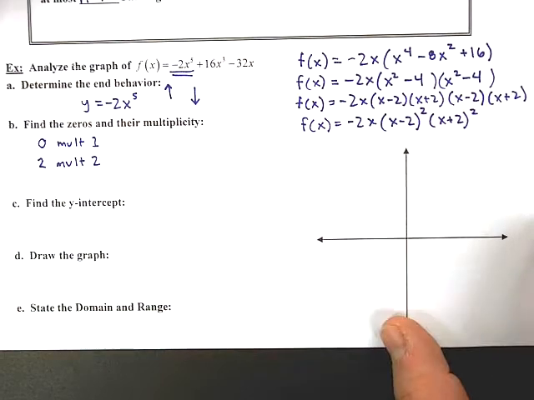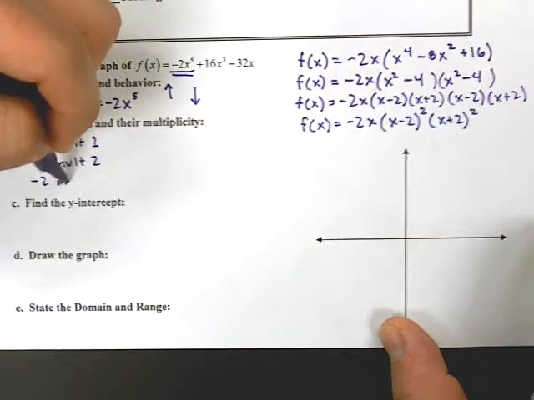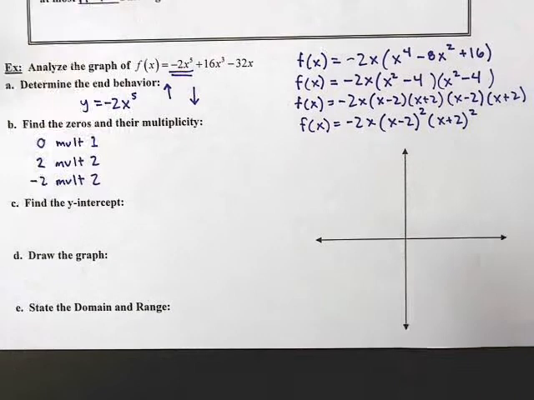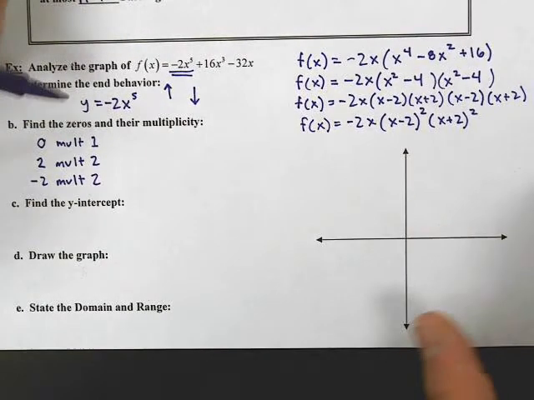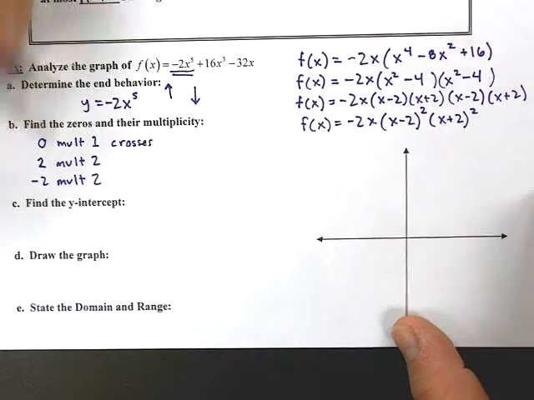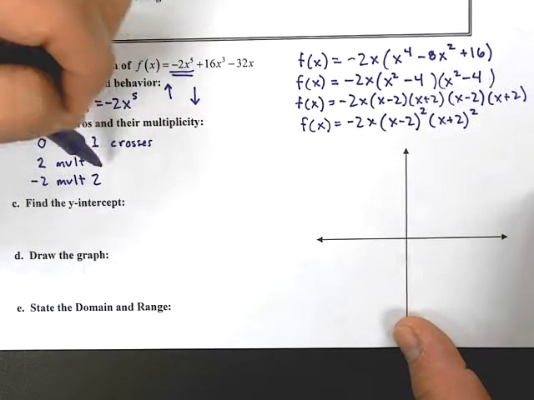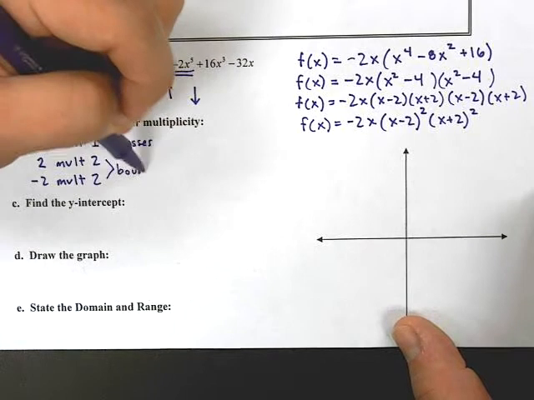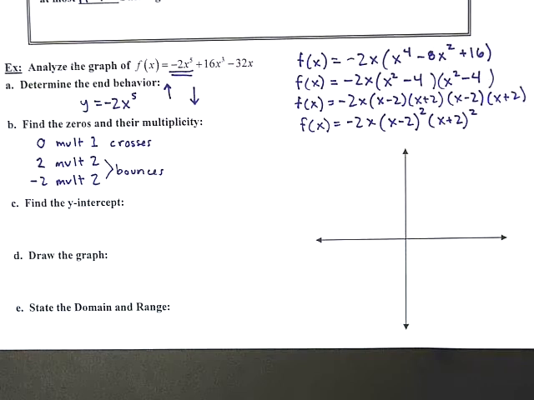And then of course our last one is kind of the same. So what's happening? If we have a zero with an odd multiplicity, it crosses. And if I have a multiplicity with an even degree, it bounces. So that will be helpful in a little bit.